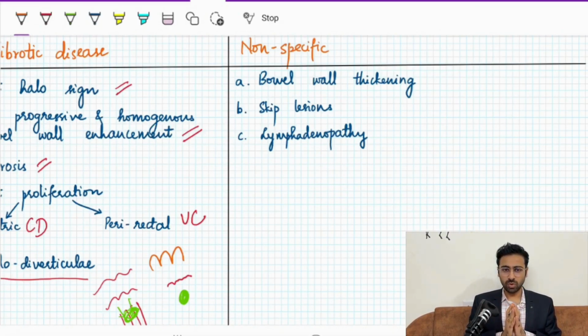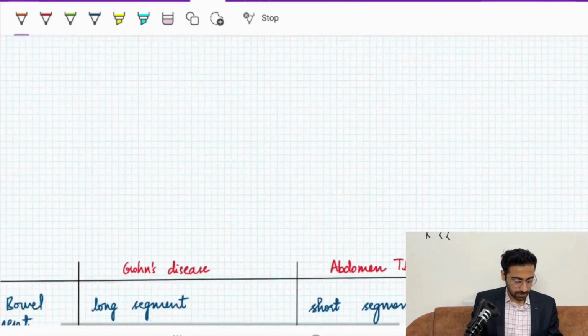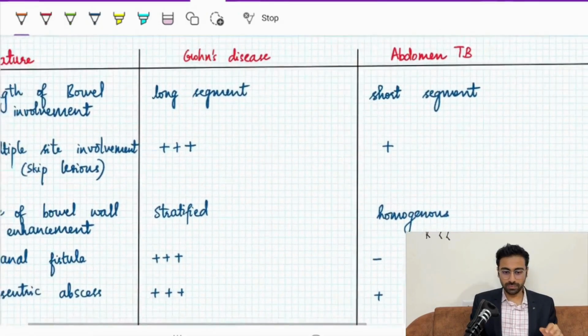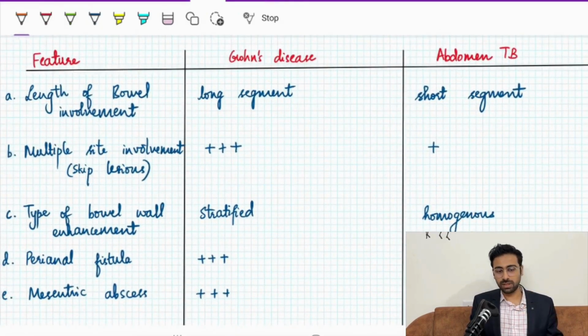A detailed module of abdominal tuberculosis I have already covered, and the link of the description you can find here below. Now, abdominal tuberculosis I have covered in that module, meaning gastrointestinal, lymphadenopathy, the peritoneal manifestations, whereas in this particular class, we shall only see the important differences between inflammatory bowel disease, that is Crohn's disease, and abdominal tuberculosis. I'm sure most of you already know this, but this is just for the sake of revision.